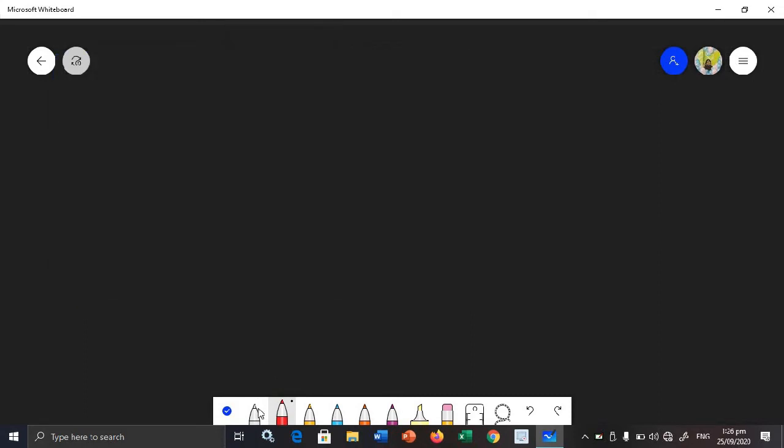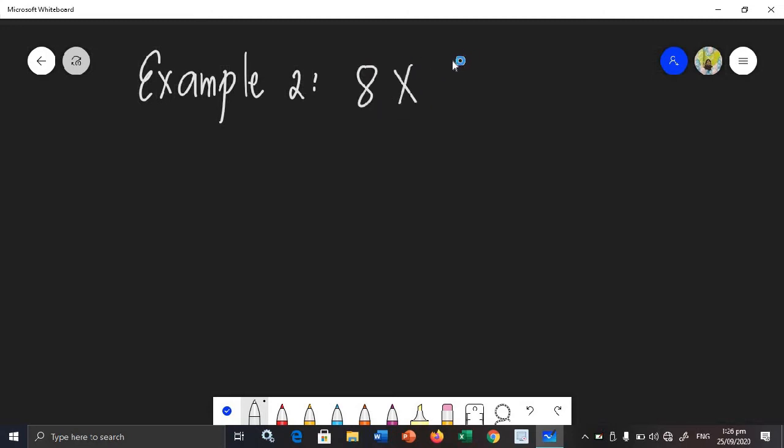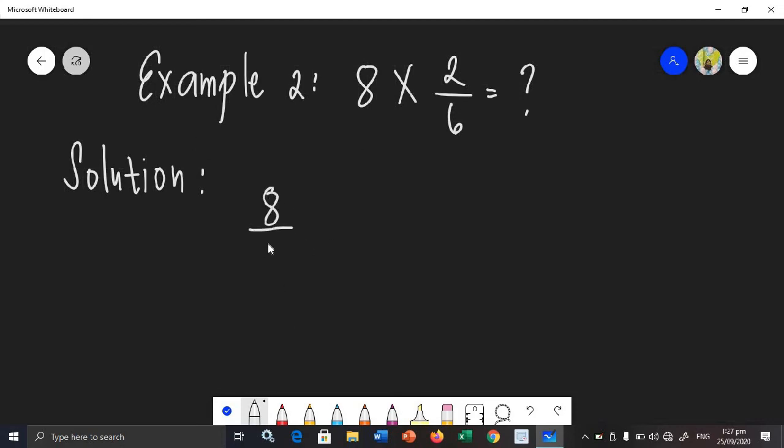Another example, let's say we have example number 2. So, example number 2, we need to multiply 8 by 2 over 6. What will be the product? Okay? So, let's write our solution. As you can see, there is a whole number given here. Okay? So, we will assume that the denominator of 8 is 1.